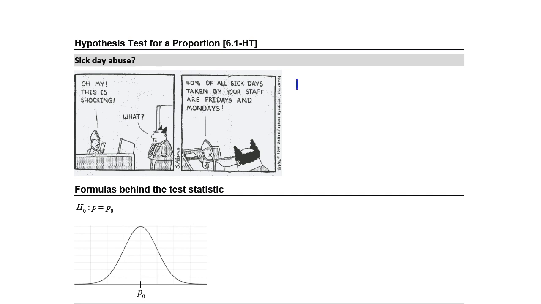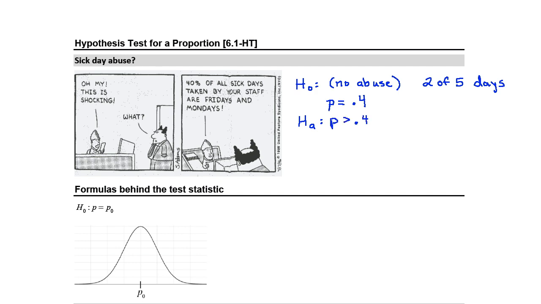So our null hypothesis of no abuse, right, would be that Mondays and Fridays are taken only 2 out of 5 days on average, right? Which would mean that that proportion is 2/5, which is 0.4, right? And our alternative hypothesis is that it's higher.